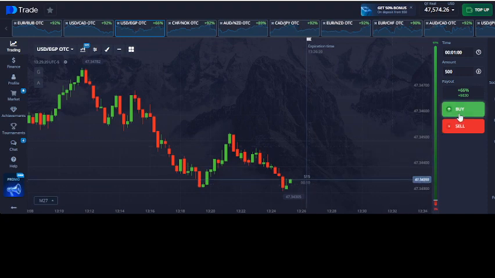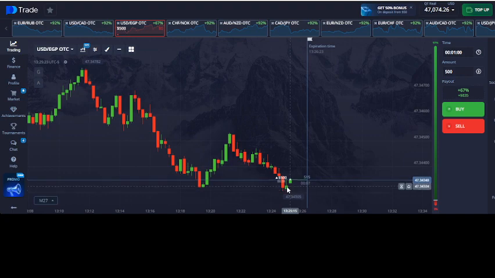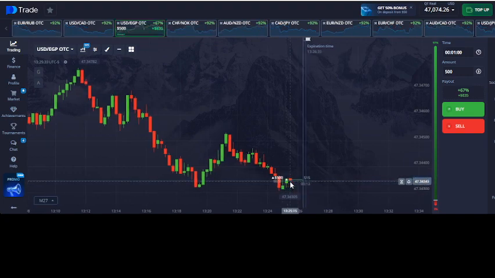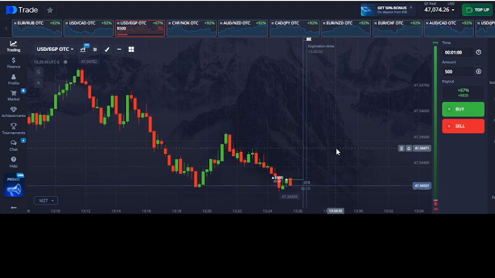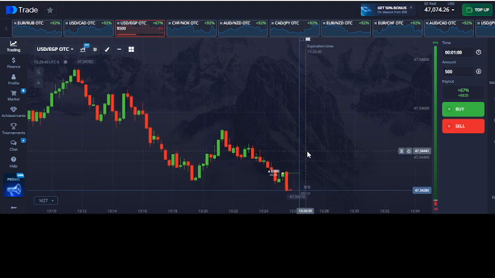All right, I took a buy trade here. You see that candle here? You see the gap between this green candle and this currently forming candle here? Let's monitor this trade and, okay, so it's going against us.